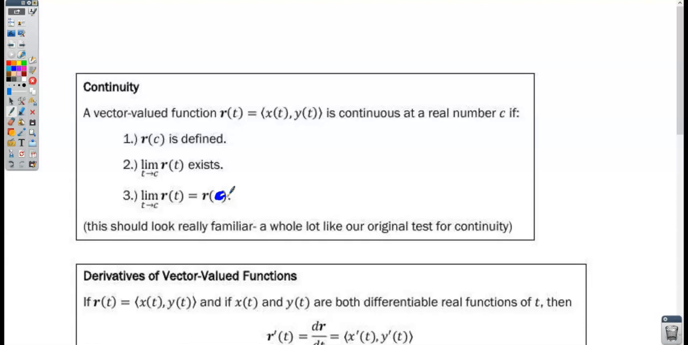So basically we're just building all this stuff that we did way back in the beginning of the course with functions. We're building it up now with vector valued functions. All right.